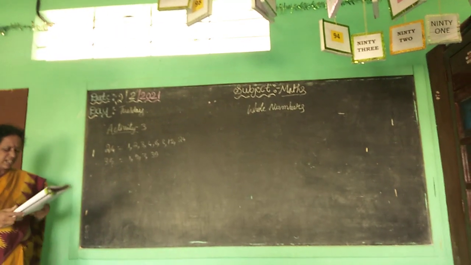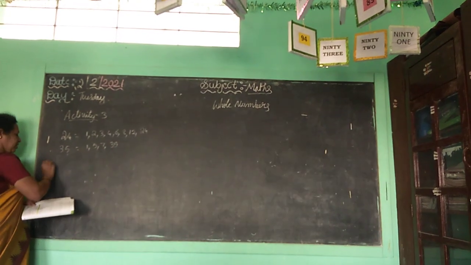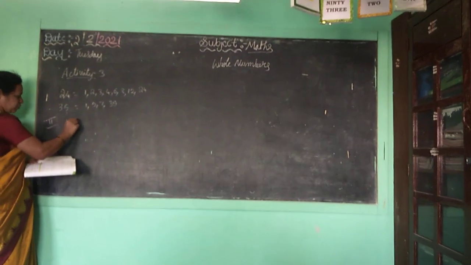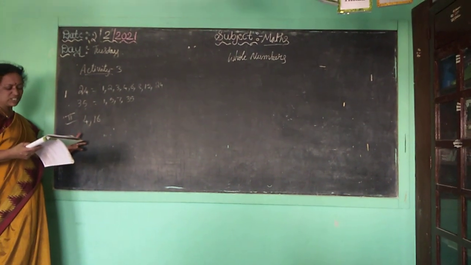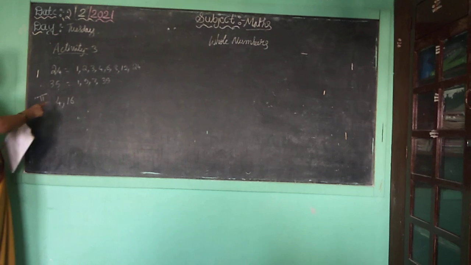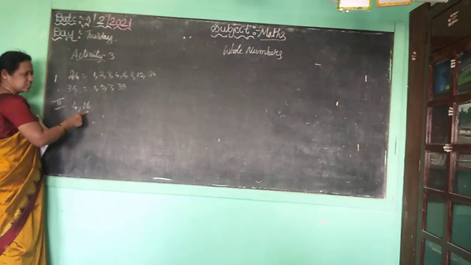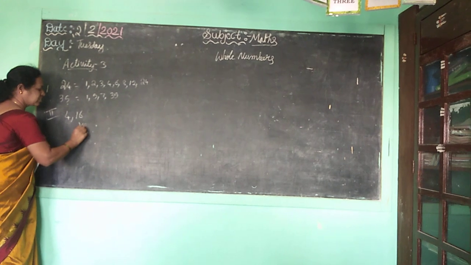Now second main: state whether the first number is a factor of the second number. First one is 4 and 16 is given. They are asking to state whether the first number is a factor of the second or not. So it is a factor. 4 is a factor of 16. Yes, the first number is a factor of the second number.